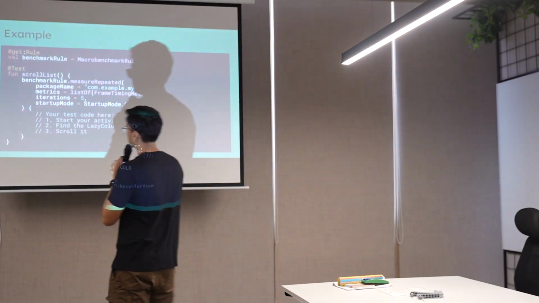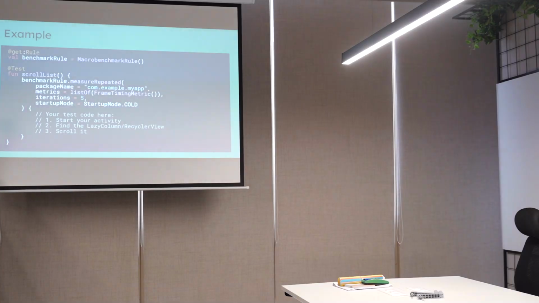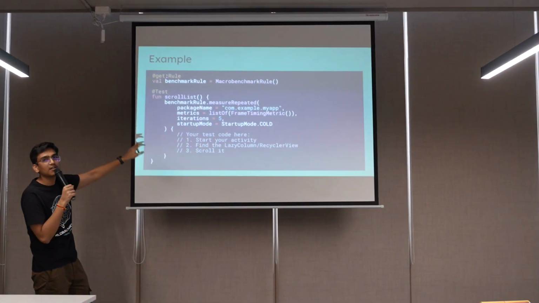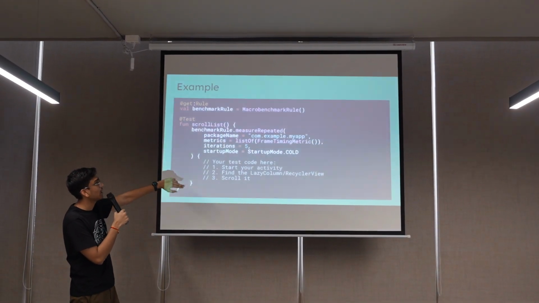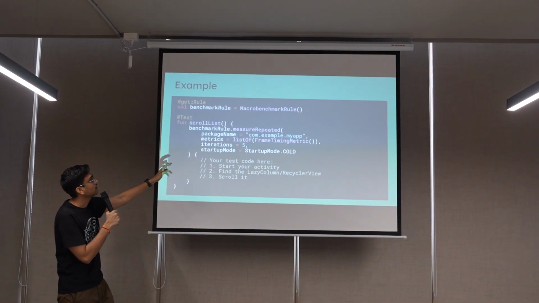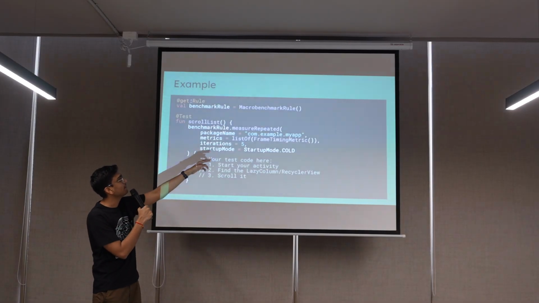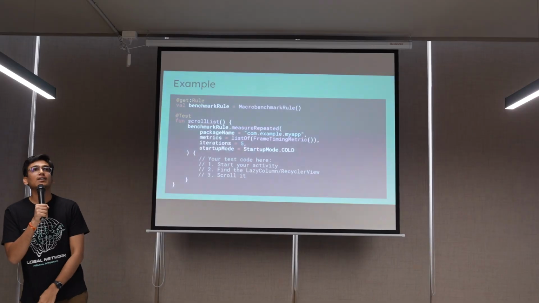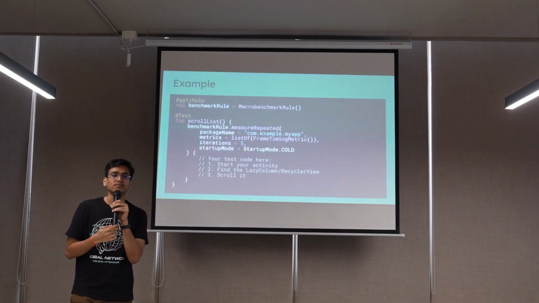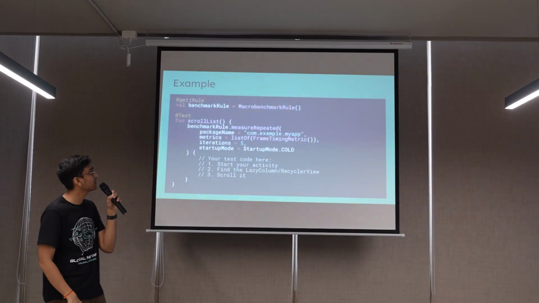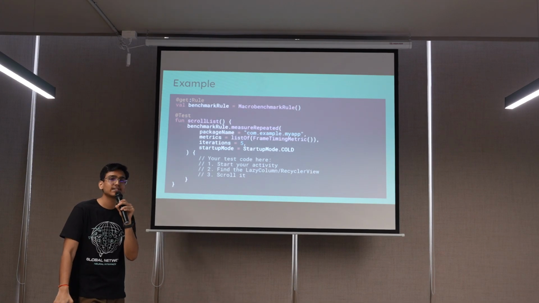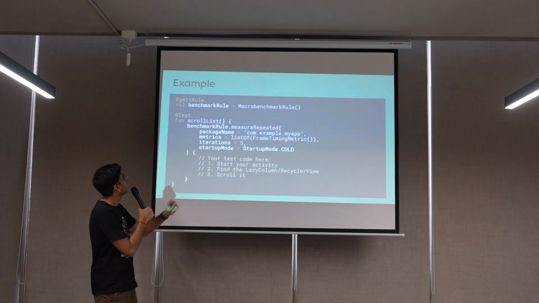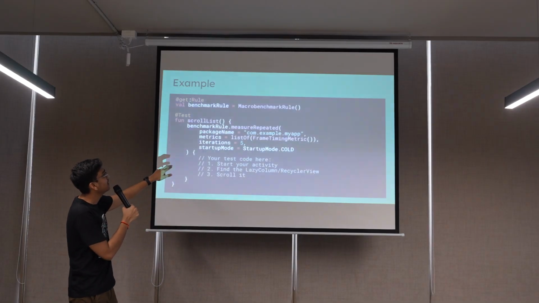So for example, this is how we can write a test. We can add this benchmark rule, and on that benchmark rule, you can give the package name of your application. You can give what you want to measure. You want to measure the frame time metric. Frame time metric means it will tell you how much time it is taking to render a frame inside your application. Average time, and you can say how many iterations you want to perform.